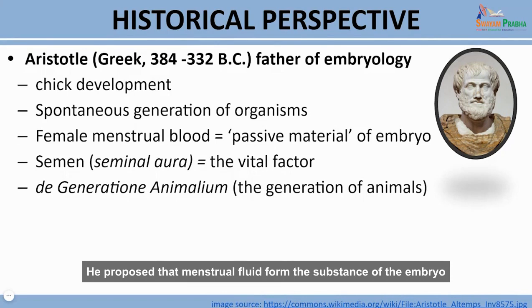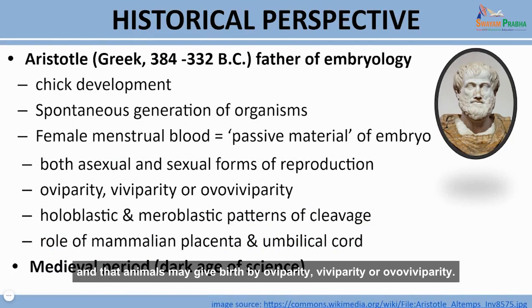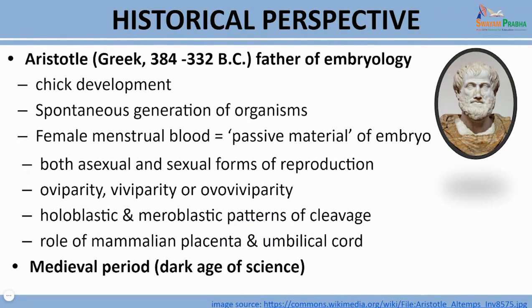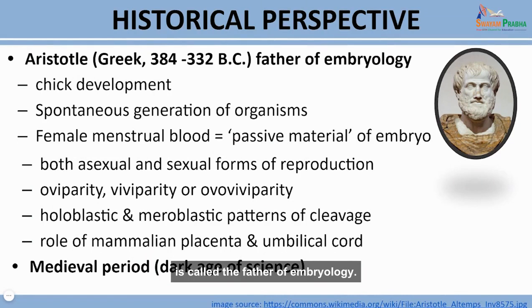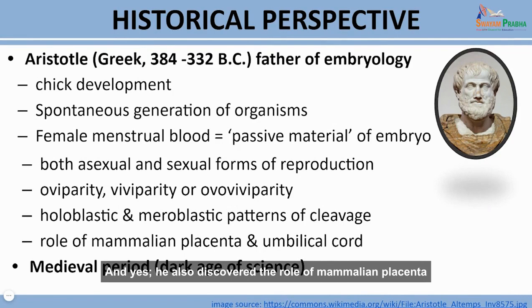In his text, De Generatione Animalium, or The Generation of Animals, he mentions both asexual and sexual forms of reproduction, and that animals may give birth by oviparity, viviparity or ovoviviparity. No doubt, this great philosopher and teacher is called the father of embryology. He is also credited with the discovery of holoblastic and meroblastic patterns of cleavage. And yes, he also discovered the role of the mammalian placenta and umbilical cord in development.